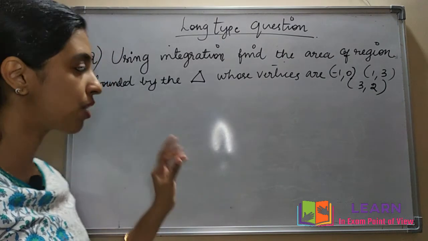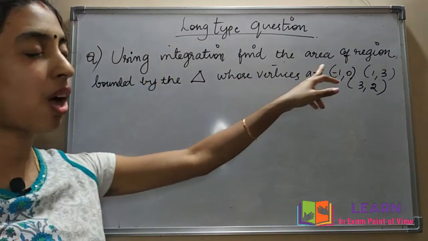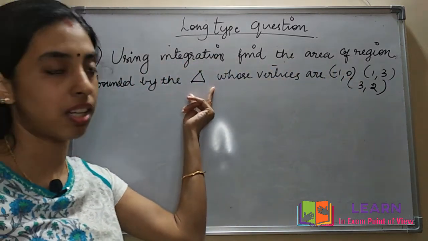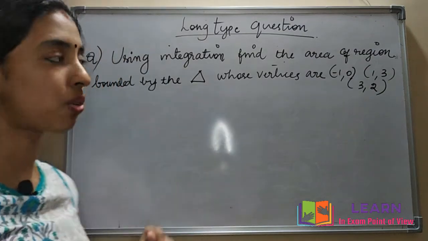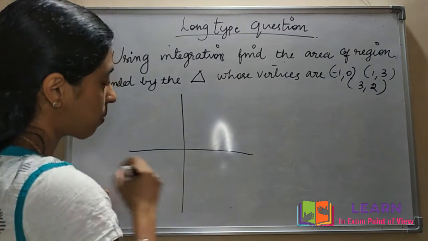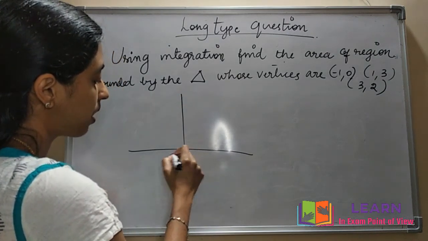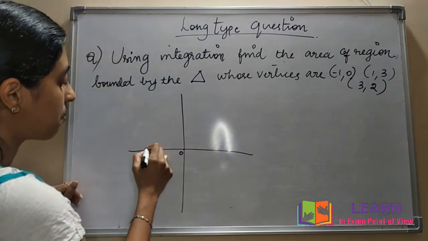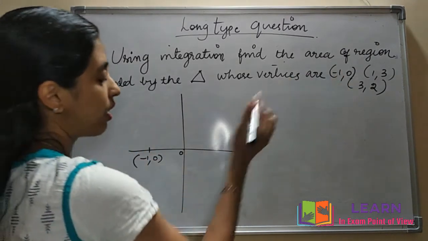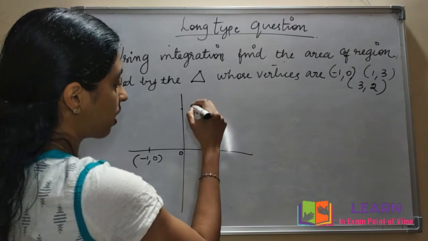So the next question is, using integration we have to find the area of the region bounded by a triangle. Its vertices are given. Okay, let's try to draw the figure. So plot in the xy axis. Let it be the middle point 0. We have minus 1, 0 here on the x-axis. Then 1, almost to 3 here, right?